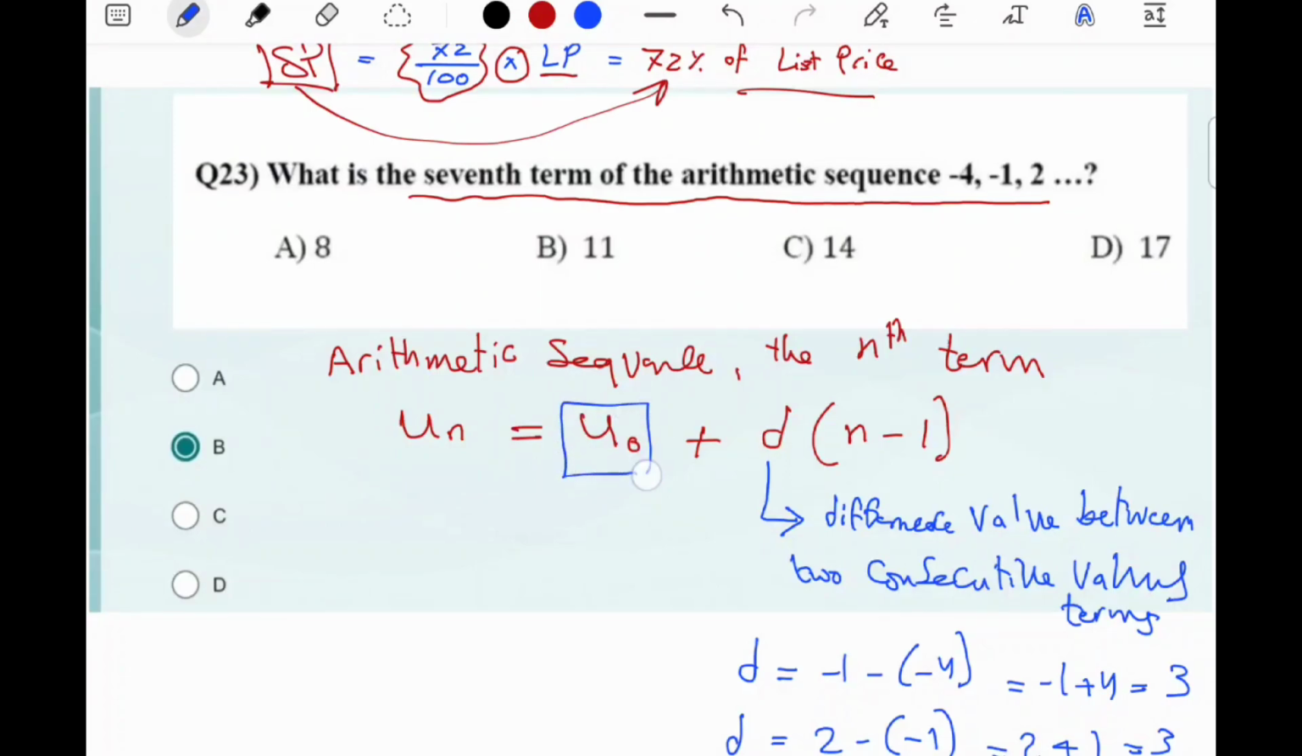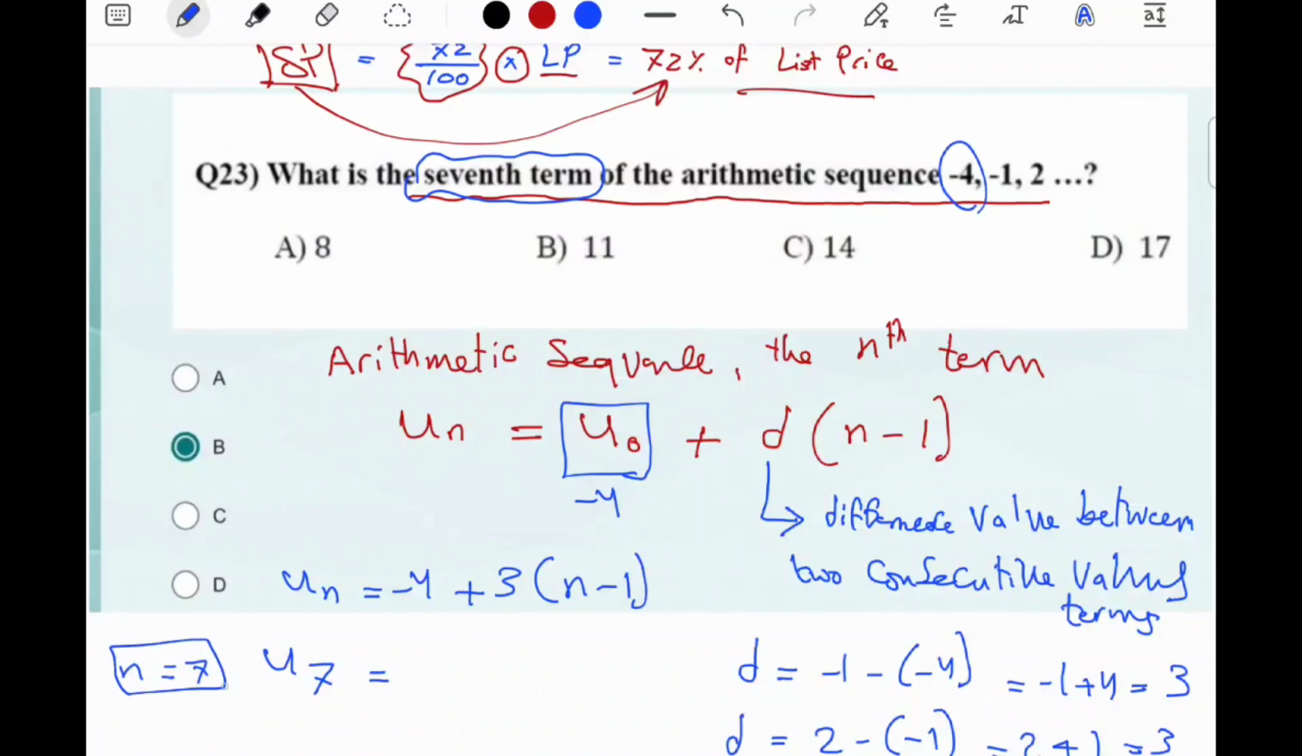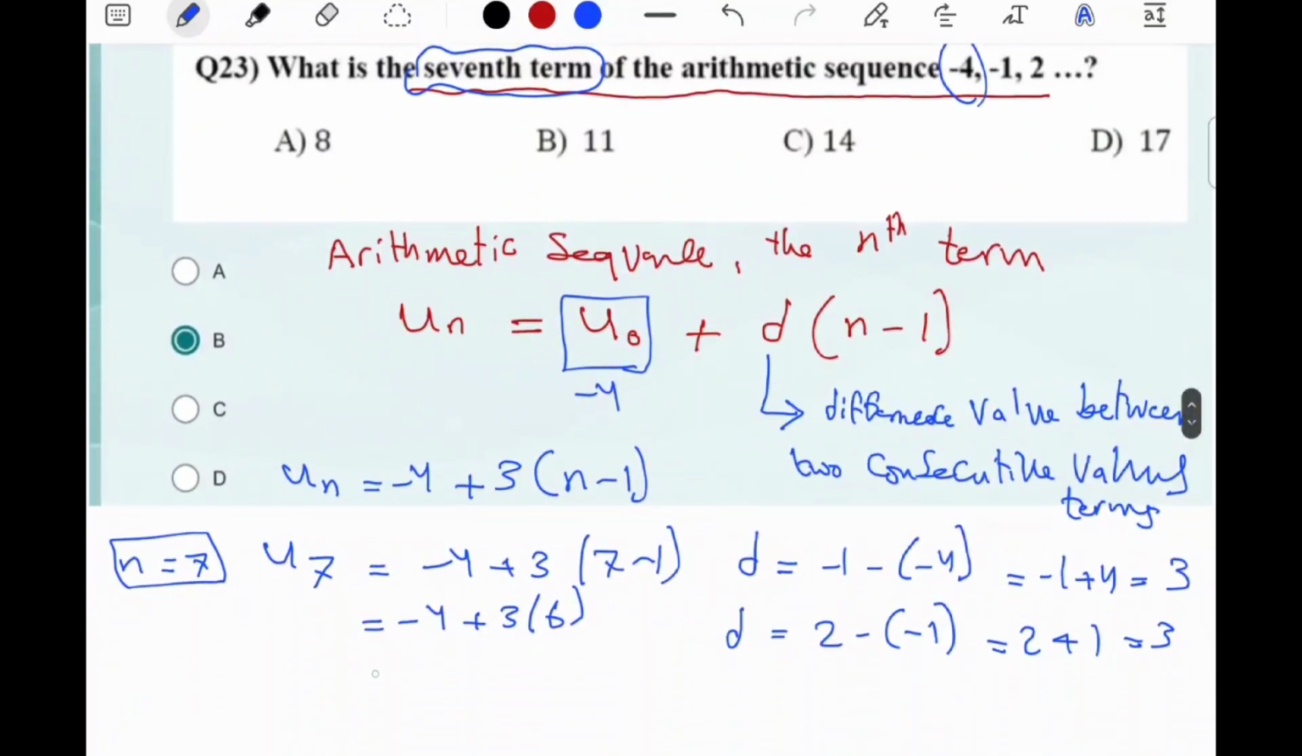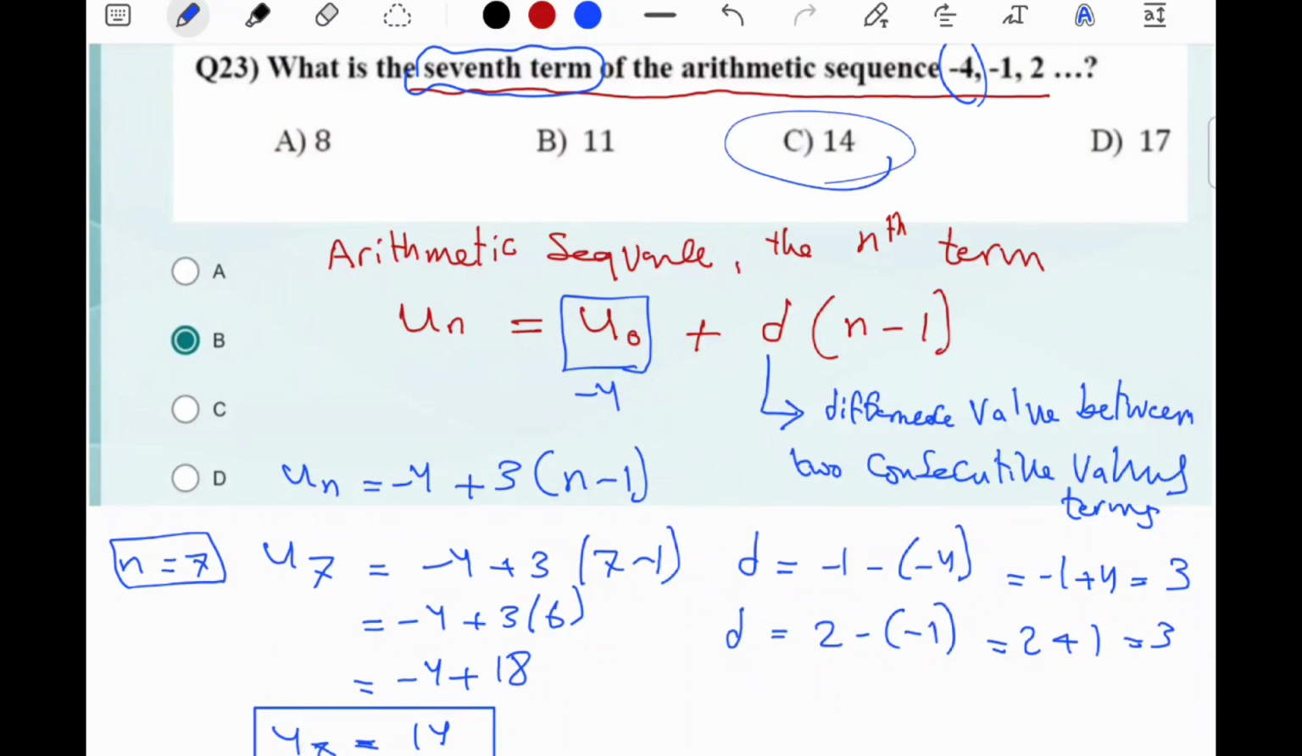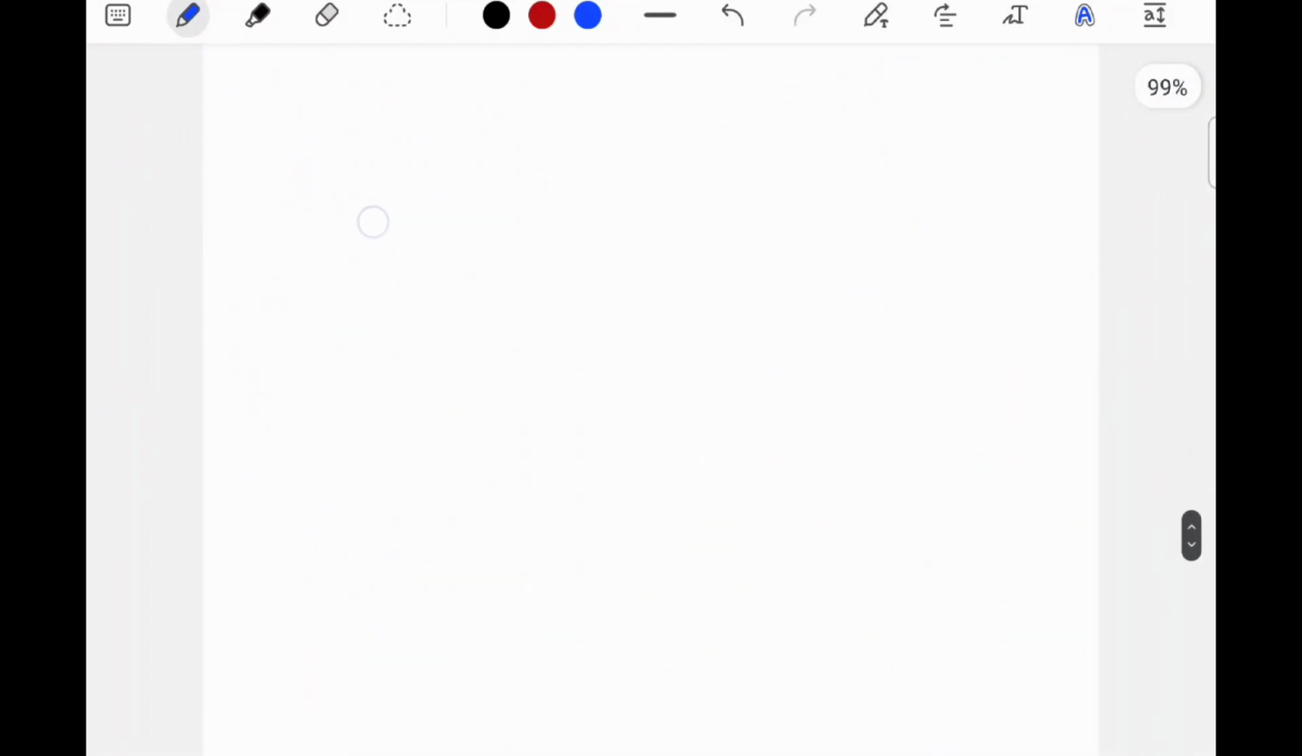So in this case, we know that U0 is given by -4. So we can write this formula as -4 plus 3 times n minus 1. And since we are asked to find the 7th term, n equal to 7, so U7 is -4 plus 3 times 7 minus 1, which is -4 plus 3 times 6. So this is equal to -4 plus 18, and the answer is 14. So the 7th term is equal to 14, which is C. And that's it.